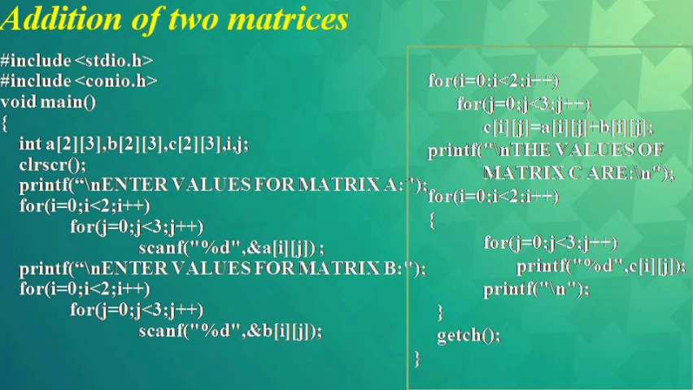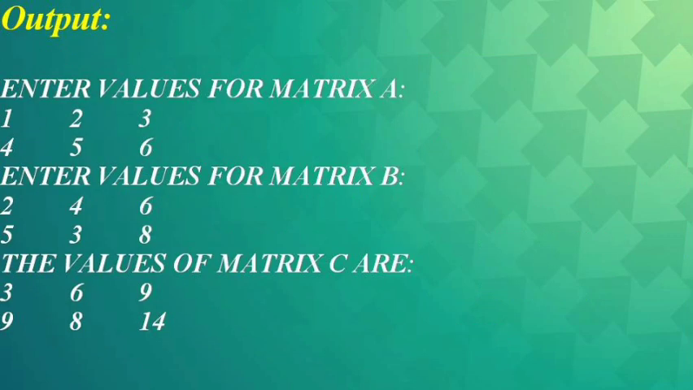Two matrices must have an equal number of rows and columns to be added. In that case, the sum of two matrices A and B will be a matrix which has the same number of rows and columns as A and B. This is the output of the above program.